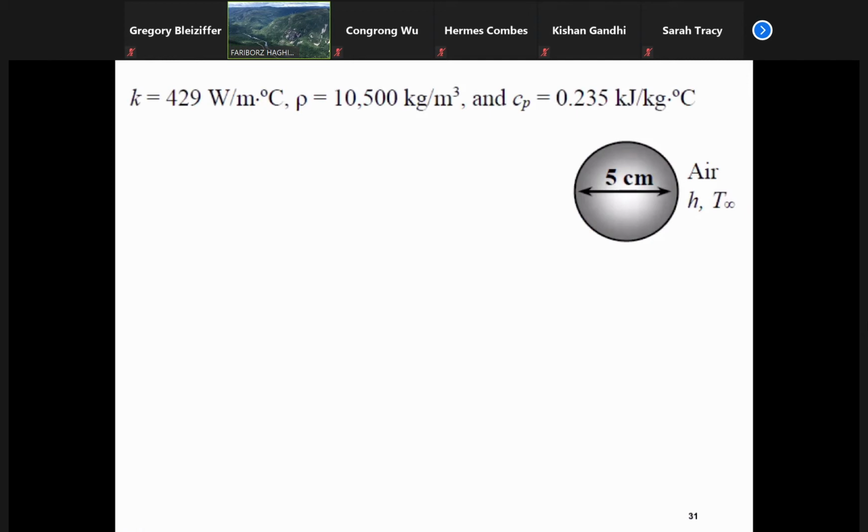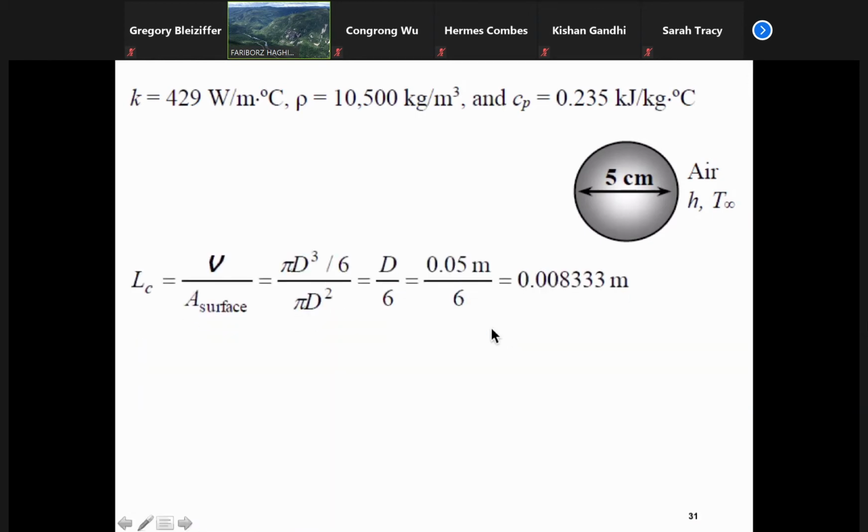Therefore, look at the sphere. We mentioned the diameter is 5 centimeters. k is given, rho is given, Cp is given, and we know the diameter. The first thing we do is calculate the Biot number, okay? For the Biot number, you need h Lc. Lc, as I mentioned, is the characteristic length, and the characteristic length, as we showed before, is the ratio of the volume to the area.